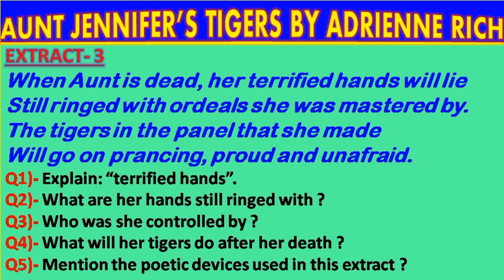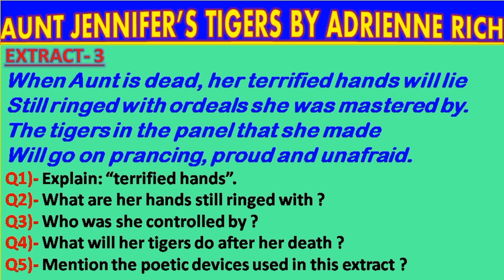Question number 5. Mention the poetic devices used in this extract. Answer. The poetic devices used here are alliteration, metaphor, personification, transferred epithet, symbolism, pun. Example of alliteration: prance proud. Example of metaphor: still ringed with ordeals, terrified hands. Example of personification: terrified hands. It is personification because now Aunt Jennifer is dead and a lifeless thing is being given human qualities.